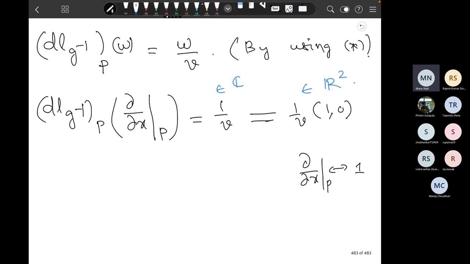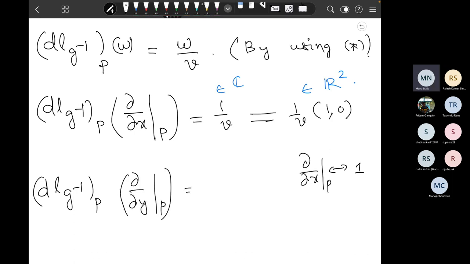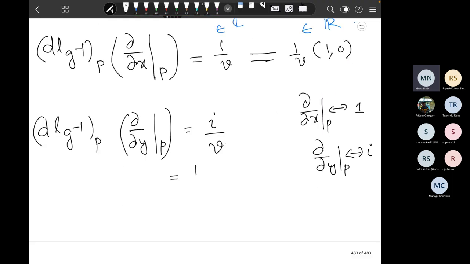Now similarly, dL_{G^{-1}P} of ∂/∂y at P. So ∂/∂y at P is identified with i in the complex setting. So this is i/b. So this is really 1/b, 0, 1. So remember these things.